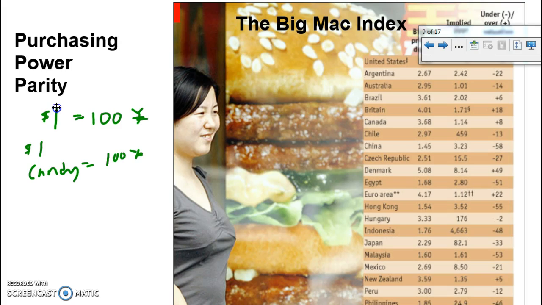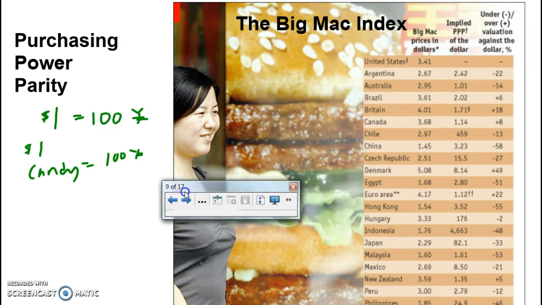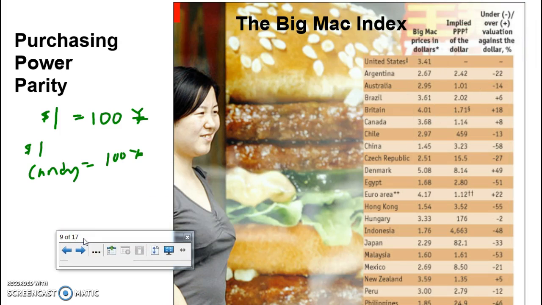If you look at the Big Mac index, part of it's covered up here, you can see that a Big Mac that costs $3.41 in the United States costs only $1.45 in China after you've actually exchanged currencies, and it costs over $5 in Denmark. So it's not quite true. So people are actually able to take advantage of this, and as I said, it's called arbitrage.